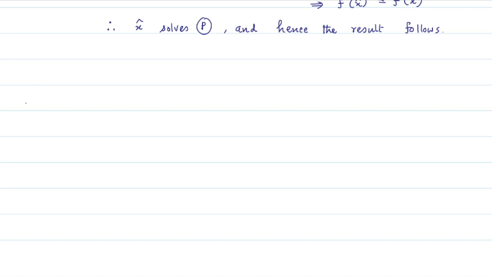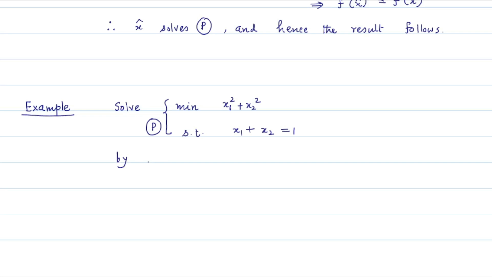I just considered a simple instance: minimize x1 squared plus x2 squared subject to a simple equality constraint x1 plus x2 equal to 1. Let us name this problem as our original problem, capital P. We go for solving it by solving the problem PC and taking c tends to positive infinity.